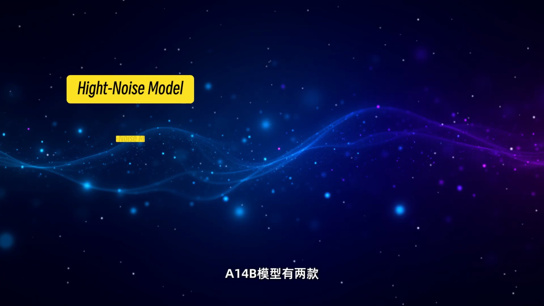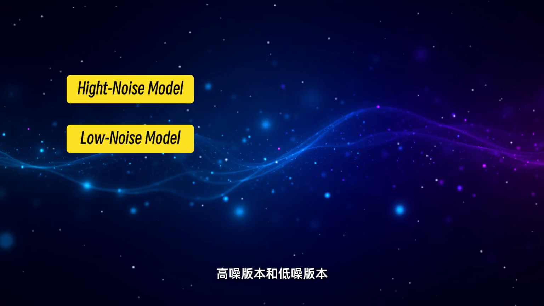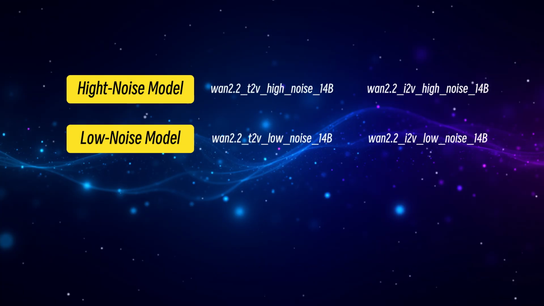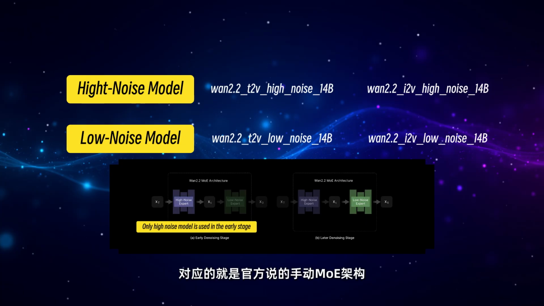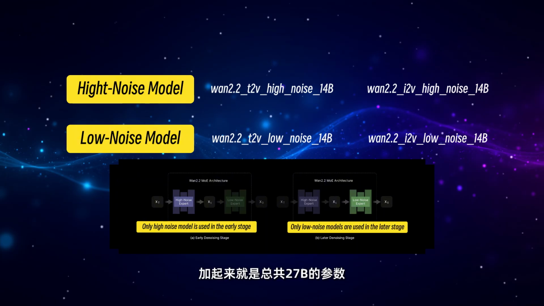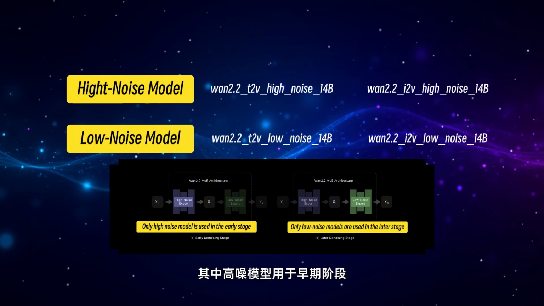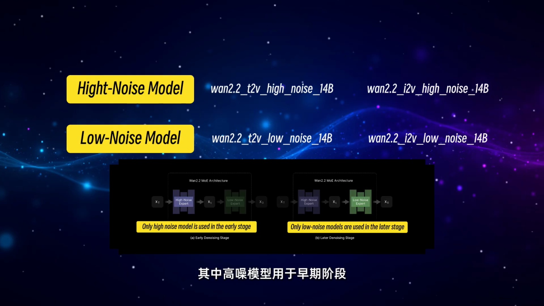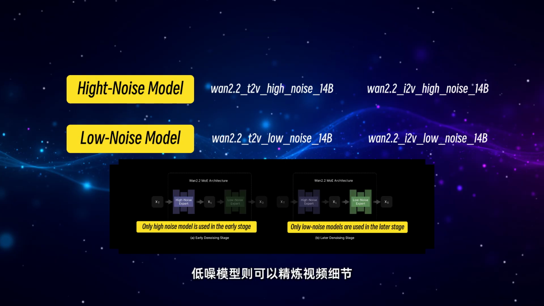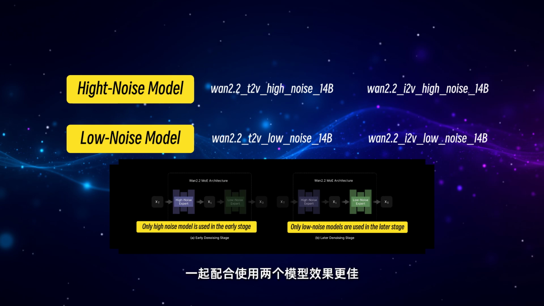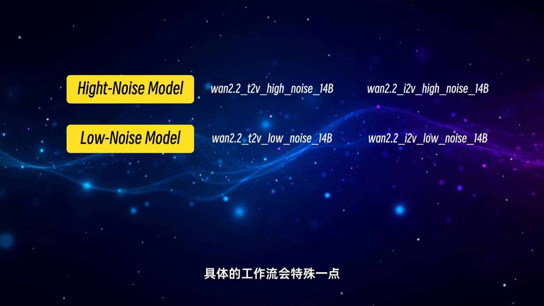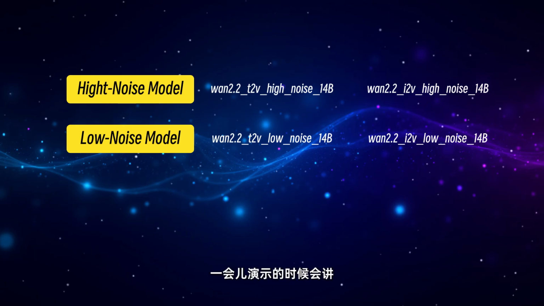A14B comes in two variants, high noise and low noise, each with 14B parameters, matching the official MoE architecture, together totaling 27B parameters. The high noise version is used in early stage generation for overall layout, while the low noise variant refines video details. Using both in tandem provides even better results. The specific workflow is a bit unique, which I'll demonstrate shortly.